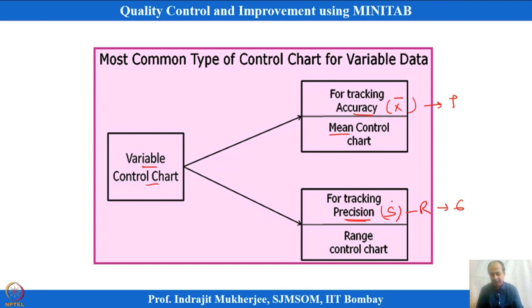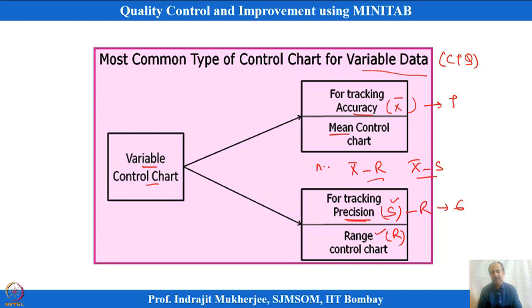So, maybe an S type of control chart or a range type of control chart, an R chart, can be used over here. The combination of the X bar chart with R, or X bar chart with S, is generally used to monitor variable type CTQs. Whenever I have a CTQ which is variable type, I will use this X bar R chart to monitor it, or the X bar S chart.